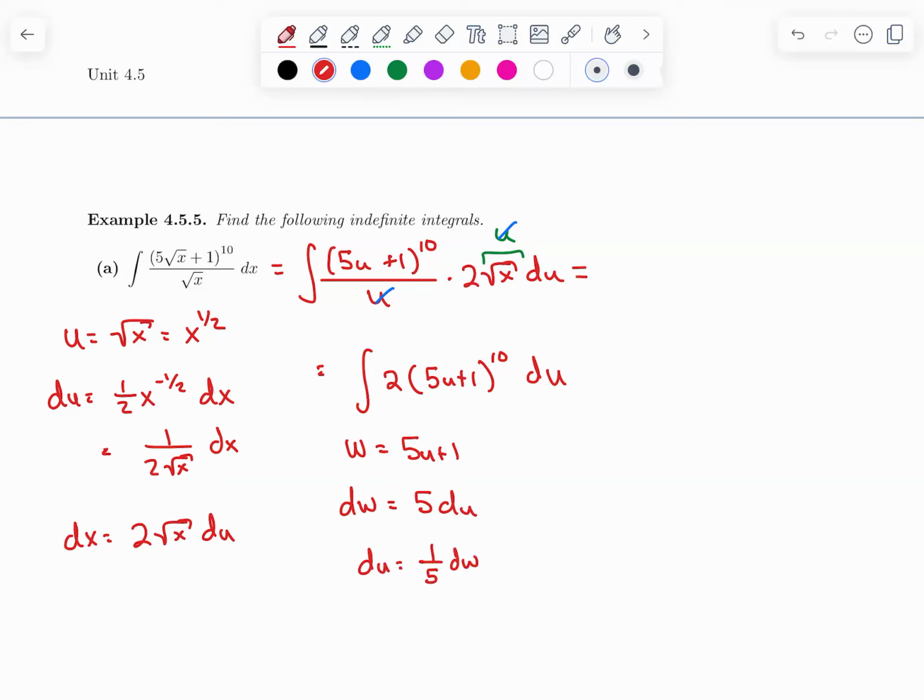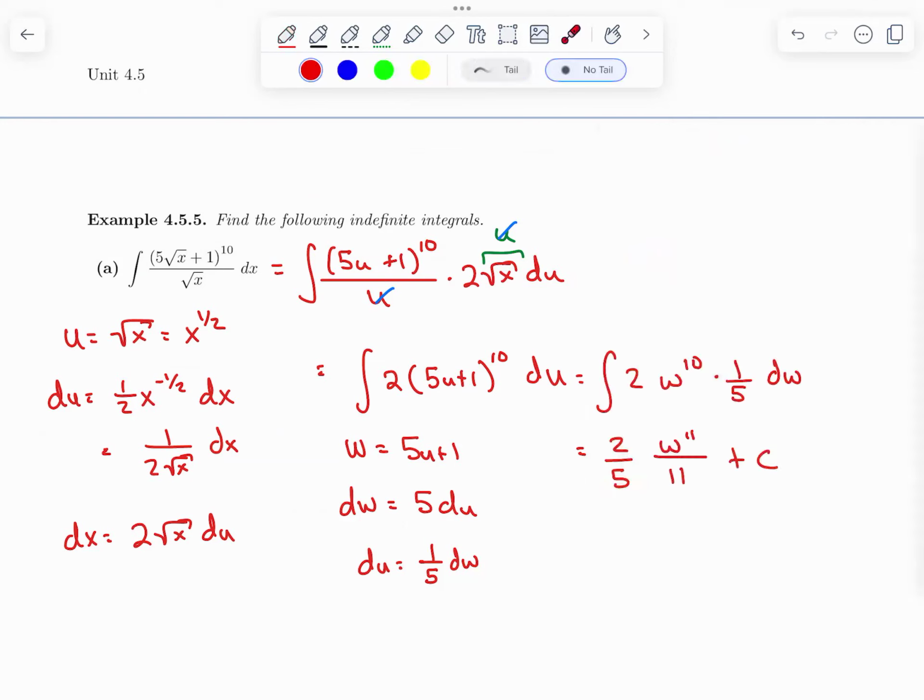And so this will equal, now that we solve for du in terms of dw, the integral of 2w to the 10th times 1/5 dw. And that we can compute. That's going to be 2/5 times w to the 11th over 11 plus a constant c.